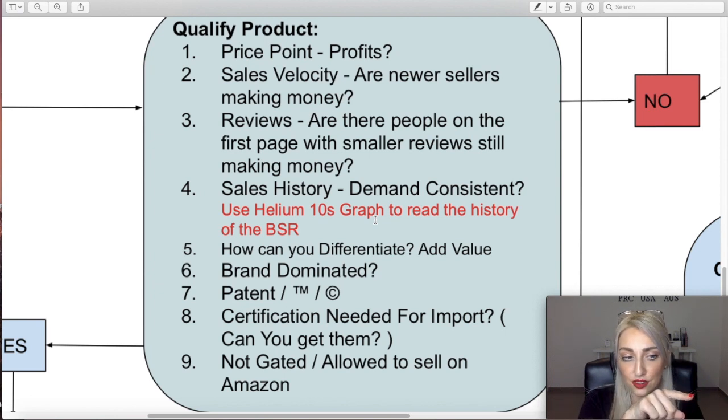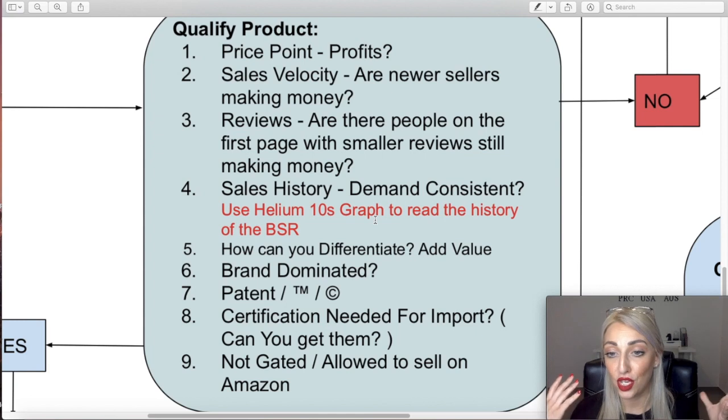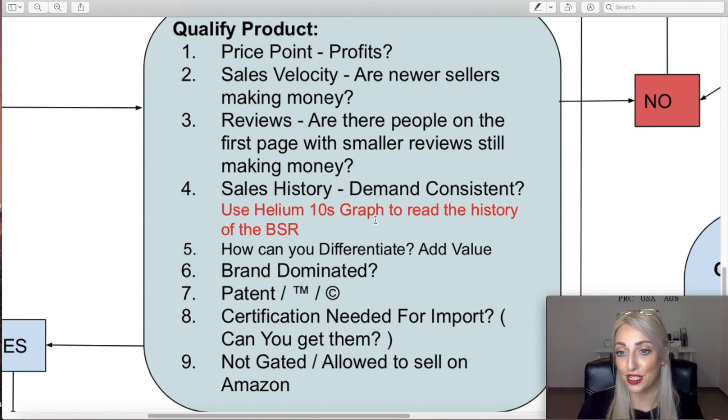If you see it's low and then high and then low and then high, it's either seasonal, or you need to find out what's happened there. It could be that they've gone out of stock and that's why. But if you see consistently, for example, that only in Q4 it suddenly goes down and the rest of the year it's up, it means that it's selling only in Q4 and it's a seasonal product. It doesn't mean that you cannot make money from a seasonal product.